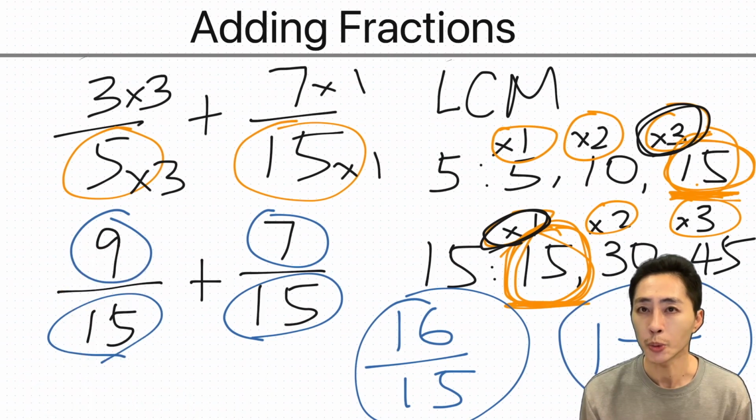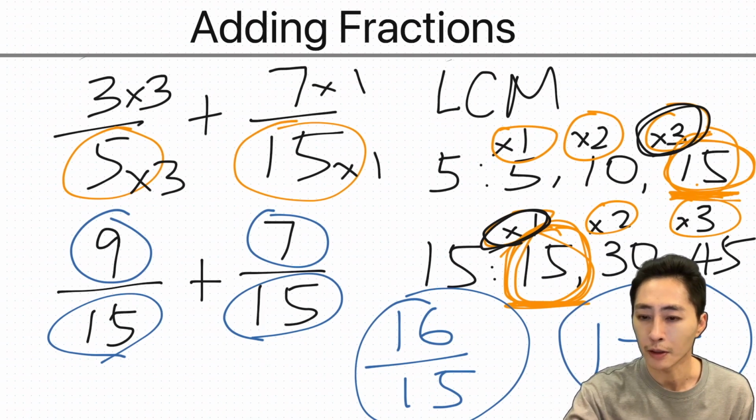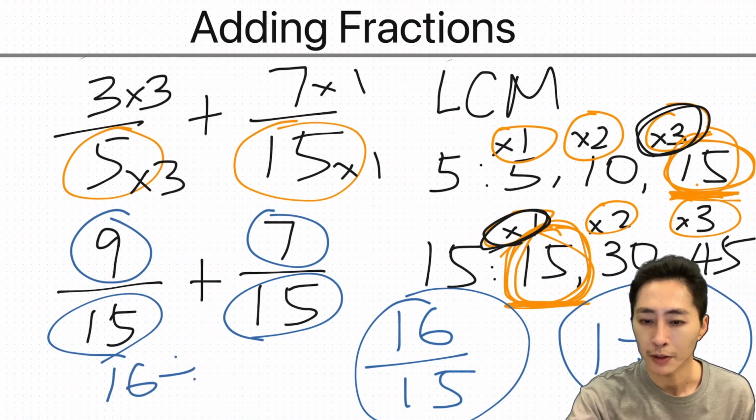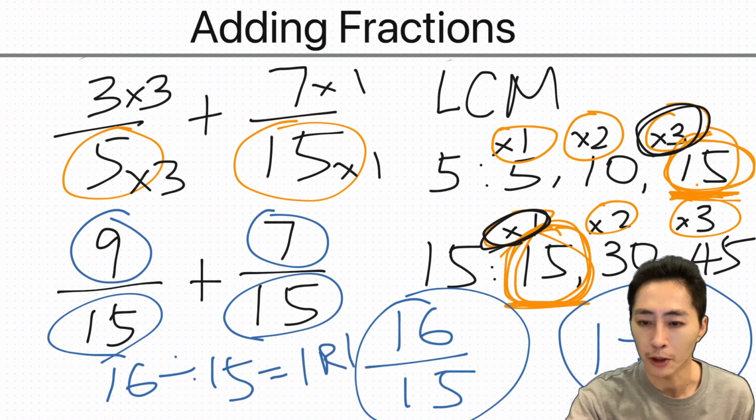Well, any numerator greater than the denominator is an improper fraction. An improper fraction can convert to a mixed number by taking the numerator, dividing by the denominator, and you will have a whole number with a remainder, if any. In this case, we have 16 over 15. So if we took 16 divided by 15 here, we will have 1 and the remainder of 1.